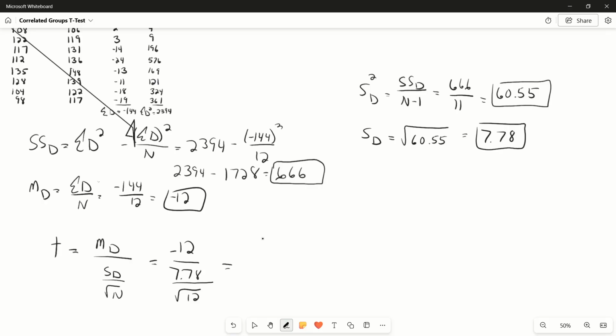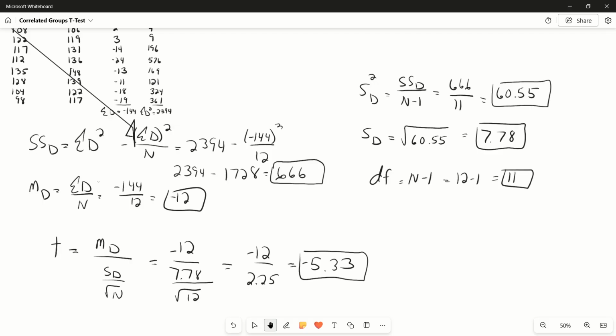So when I simplify, I get negative 12. When I do this division, 7.78 divided by the square root of 12, I get 2.25 approximately. You may have some rounding error, it's okay. And that equals negative 5.33. That's my t value. Now, my degrees of freedom here is n minus 1, so 12 minus 1 is 11.